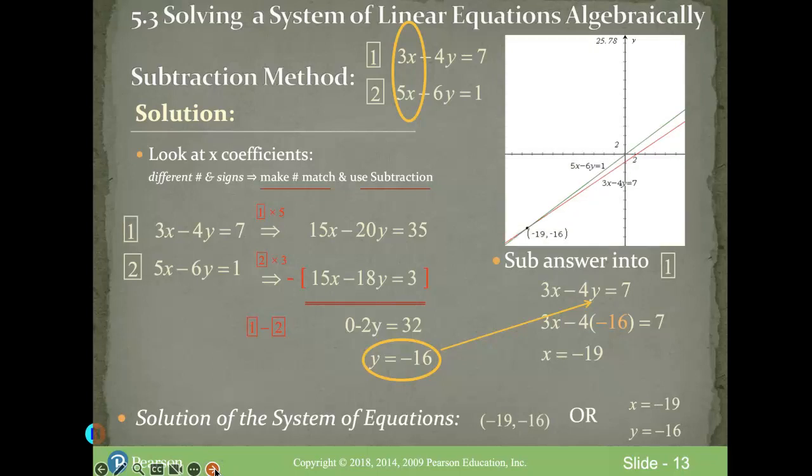So the solution to the system is this coordinate pair, or ordered pair, (-19, -16), or you can list those values separately, and you see how this matches the graphical representation with the point of intersection at (-19, -16).